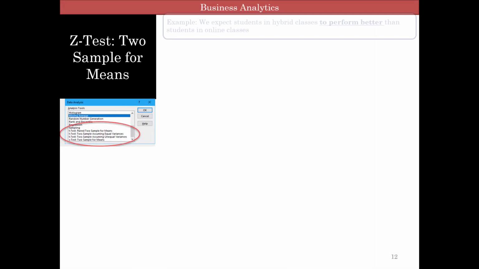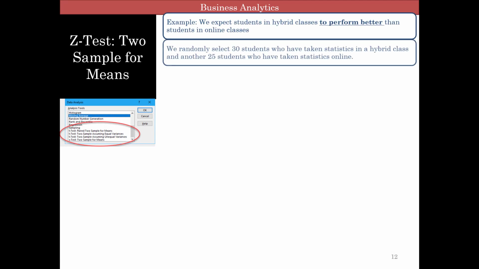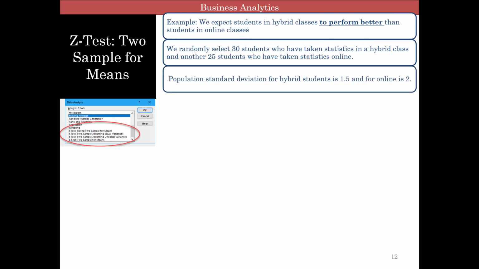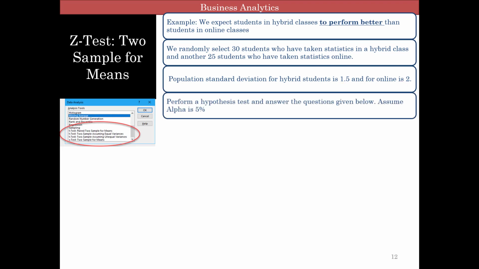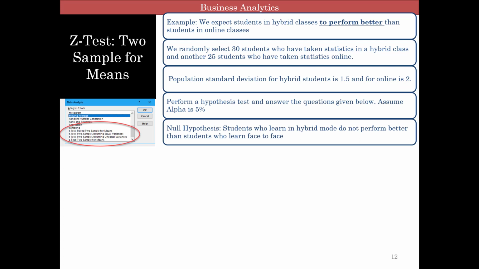The next problem is an upper tail test. In this case, we have students in hybrid classes, and we expect them to perform better than students in online classes. So you take 30 students in a hybrid class, 25 in an online class. You have some data, and you're going to run the numbers, right? And here's the population standard deviation for students in hybrid class is 1.5. For online classes is 2. We're going to assume alpha is 5%.